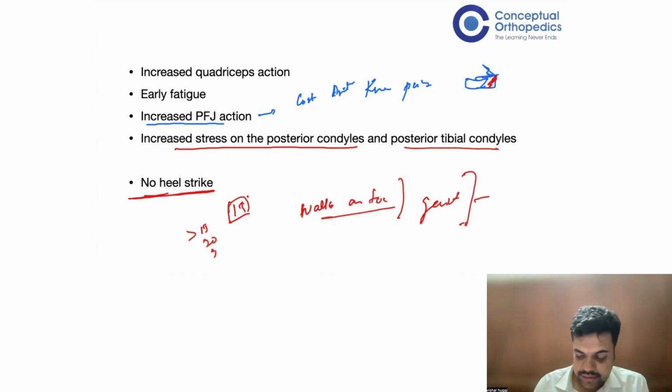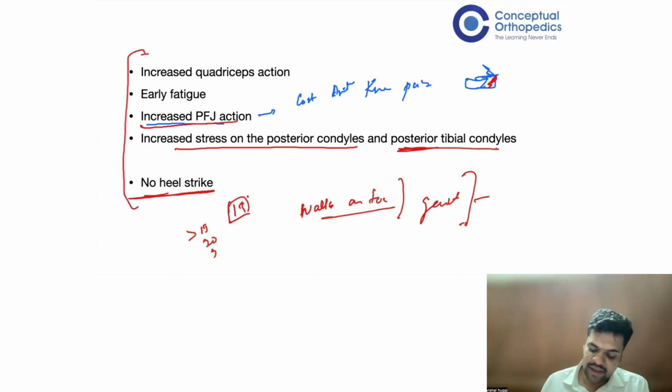So early loosening, chances of periprosthetic fracture, increased fatigue, increased poly wear of the posterior part of the tibial surfaces, where your poly has been kept on the posterior part, and on the patellofemoral joint. If the patellofemoral joint is not replaced, then the chances of anterior knee pain are very high. Okay, so all these are the consequences of having a post-TKR FFD.